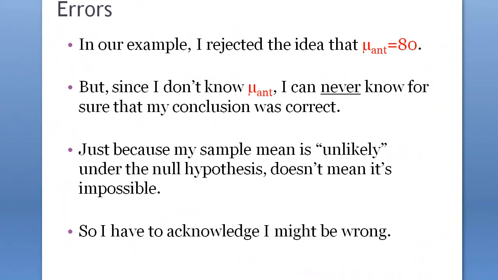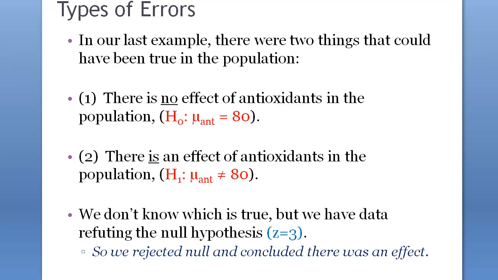In our last example, I rejected the idea that mu antioxidant equals 80, but since I don't know the mu antioxidant, I can never know for sure that my conclusion was correct. Just because my sample mean is unlikely under the null hypothesis doesn't mean it's impossible. So I have to acknowledge that I might be wrong. And there are two types of errors. It's kind of straightforward.